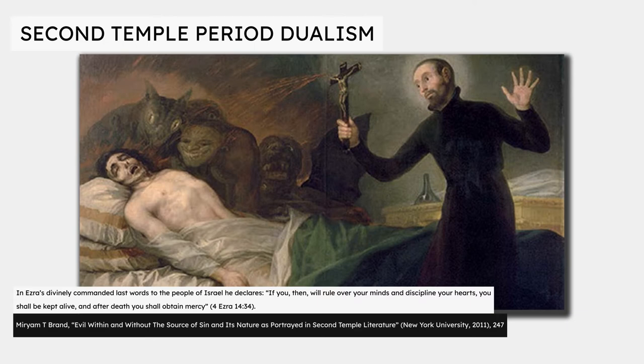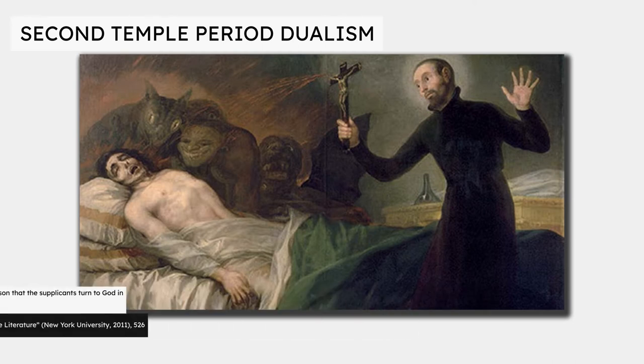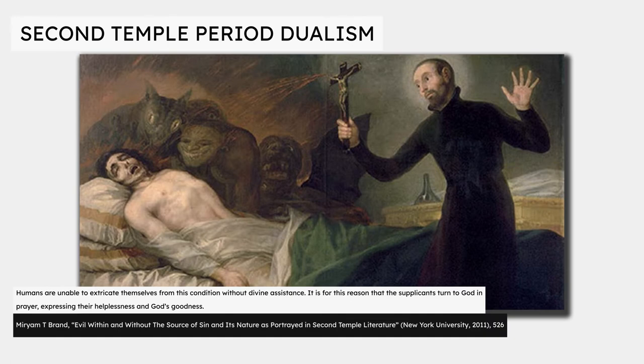The second way of avoiding sin in forensic dualism is supplicatory prayer to God for strength, guidance, and deliverance. Brand explains that this may reflect the view that, "humans are unable to extricate themselves from this condition without divine assistance." And consequently in these prayers, "supplicants turn to God in prayer, expressing their helplessness and God's goodness." However, whereas the apotropaic prayers of cosmological dualism refer explicitly to supernatural evil beings, even calling them by name, the supplicatory prayers of forensic dualism cite only the need for assistance with self-discipline and ask for assistance overcoming the natural impulse to sin.